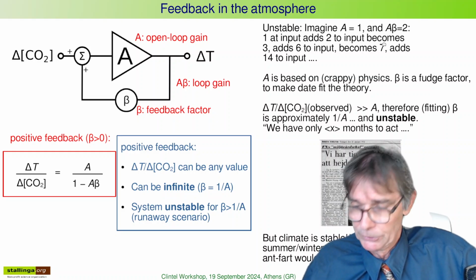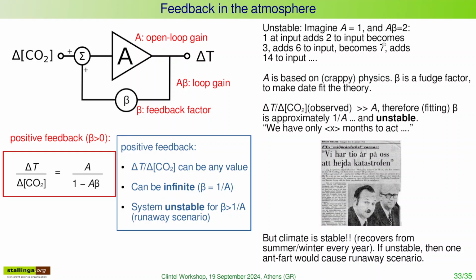However, as you can see, the climate is stable, because every year we make small perturbations, from summer and winter, and we come back to the previous situation. If it were unstable, even the tiniest noise signal, as we know from electronics, would put the system off equilibrium. So even if an ant farts somewhere in a forest, then we would go completely out of control by feedback. If feedback is unstable, it needs very small signals to go out of control.